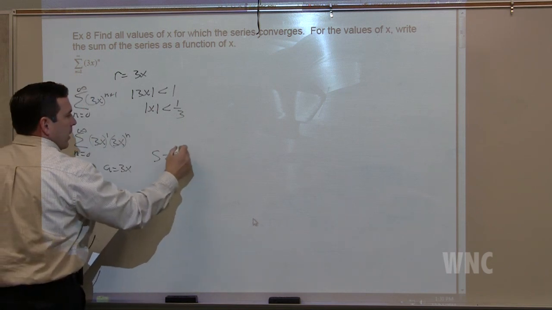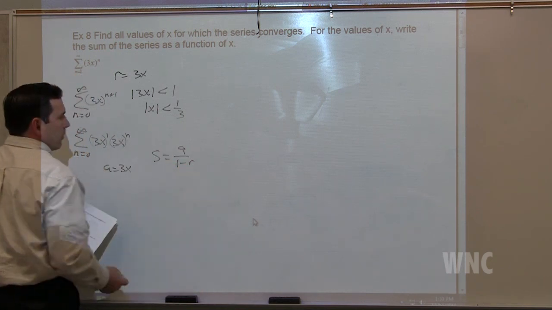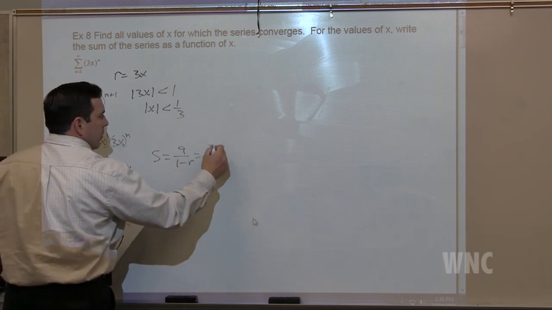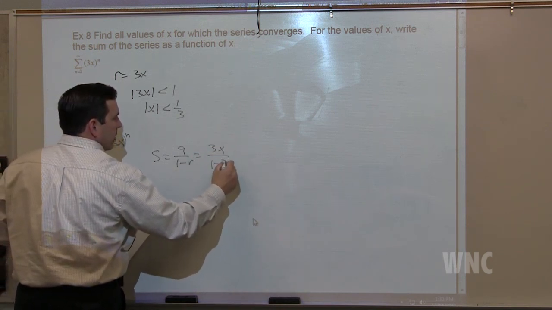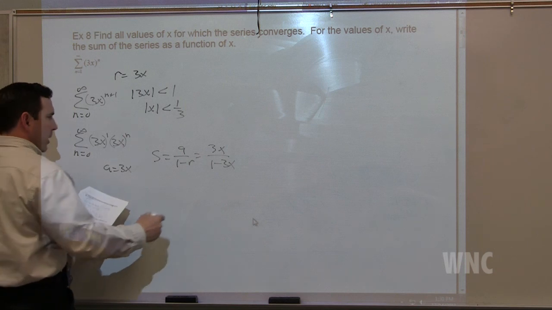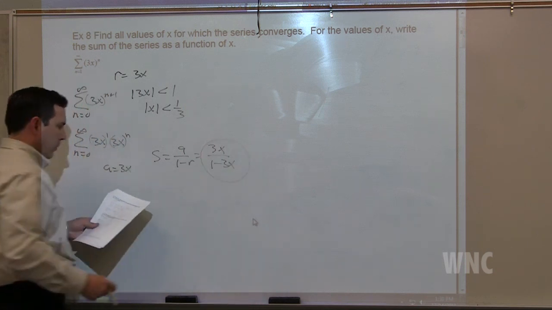So your sum is going to be a over 1 minus r, which is 3x over 1 minus 3x. And that's your sum.